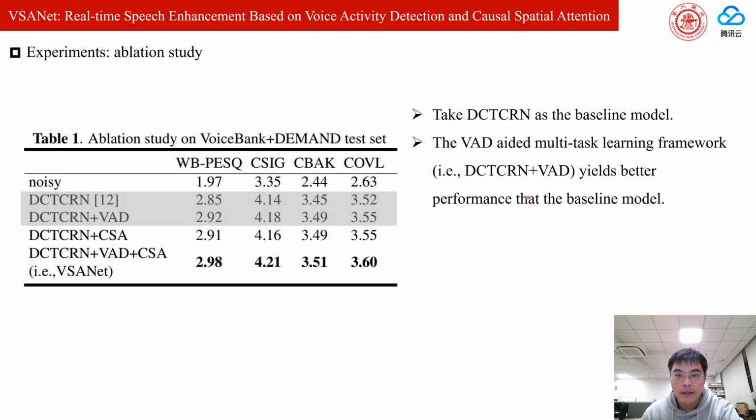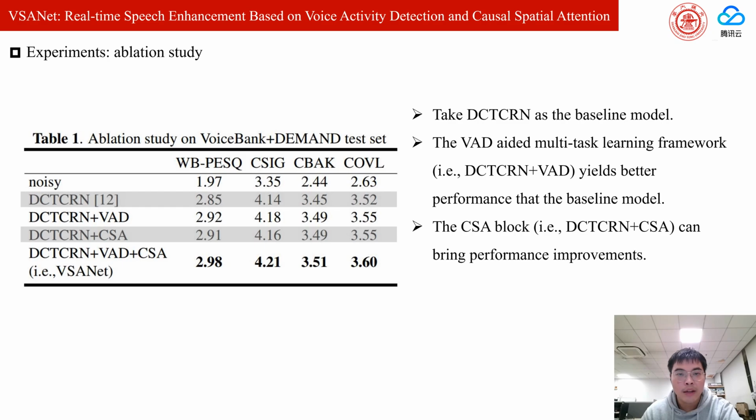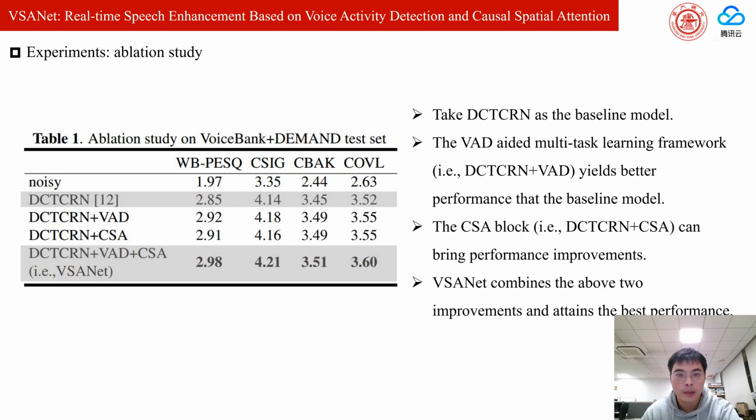When we take the DCT-CRN as the speech enhancement module and add a VAD module in parallel, we find the VAD-aided multitask learning scheme yields a better performance than the baseline model in all the evaluation metrics. In addition, we also try to introduce the CSA block to DCT-CRN, and the experimental results demonstrate that the CSA block can bring performance improvements. Eventually, our VSANet combines the above two improvements and it attains the best performance.